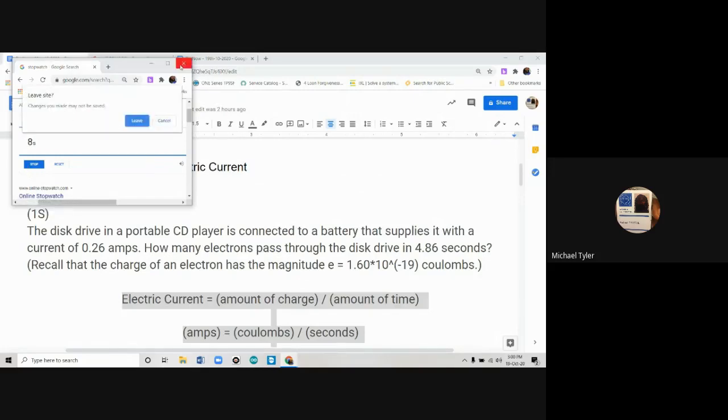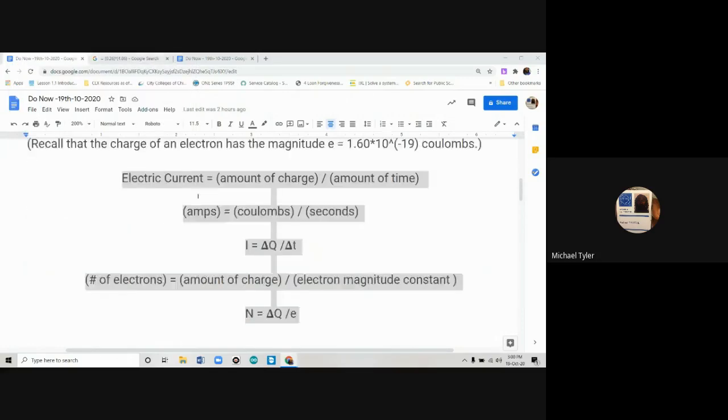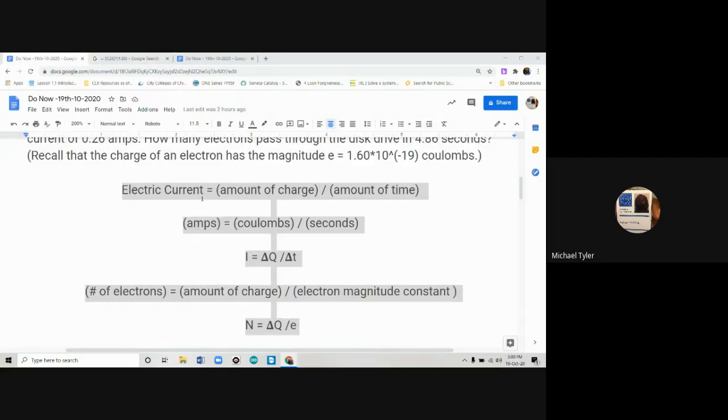Let me stop this. I want to stop it and get out of the way. And these are the notes, right? So electric current is equivalent to the amount of charge, that's coulombs, divided by the amount of time. So electric current is amps or I. Amount of charge is coulombs, that's what it's measured in, or delta Q. And amount of time is measured in seconds or represented as delta T.